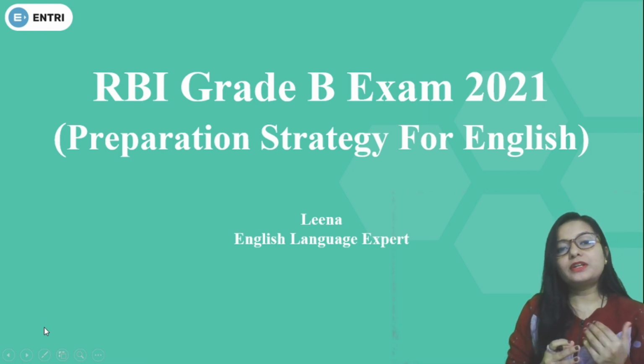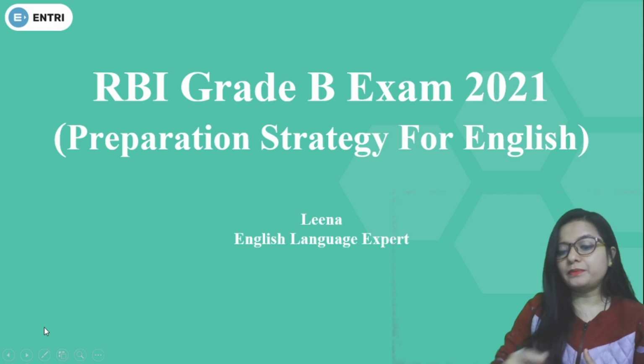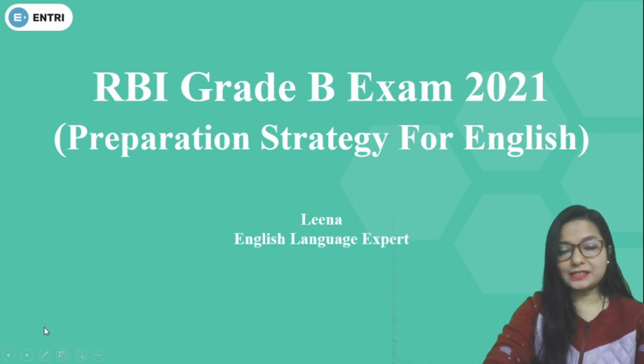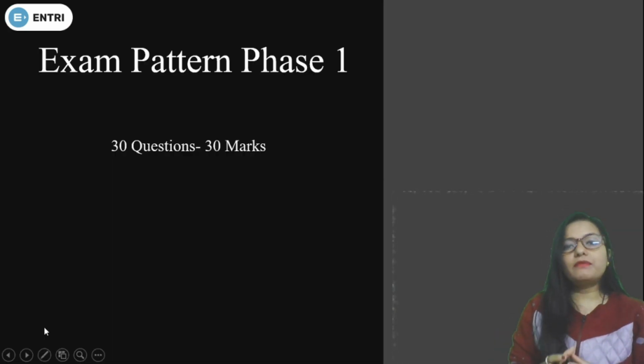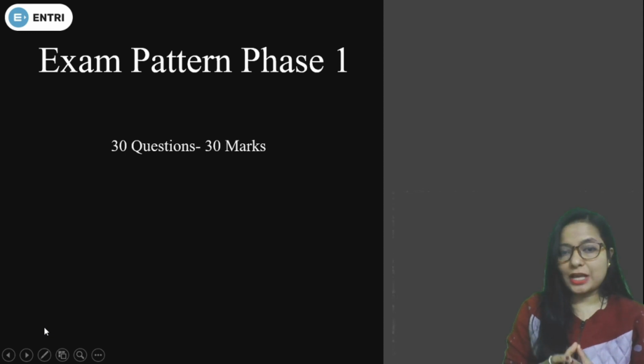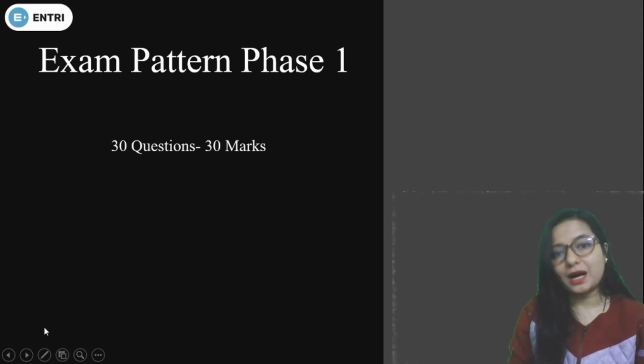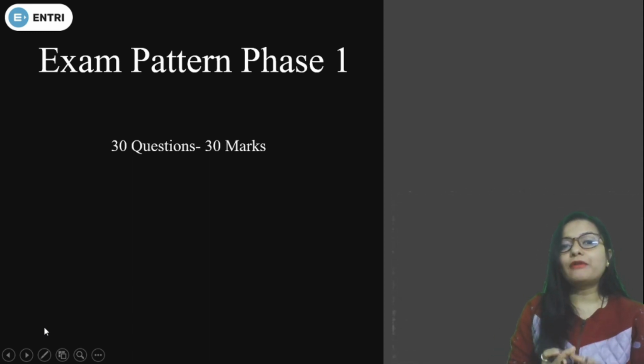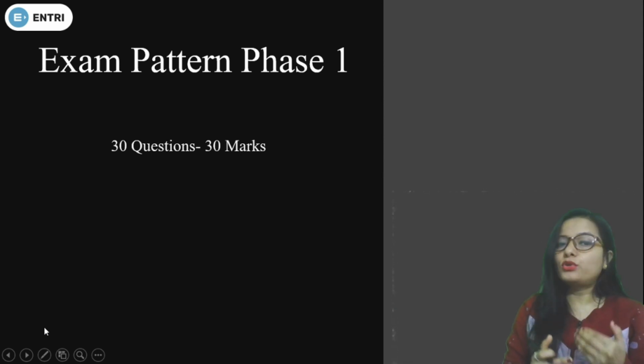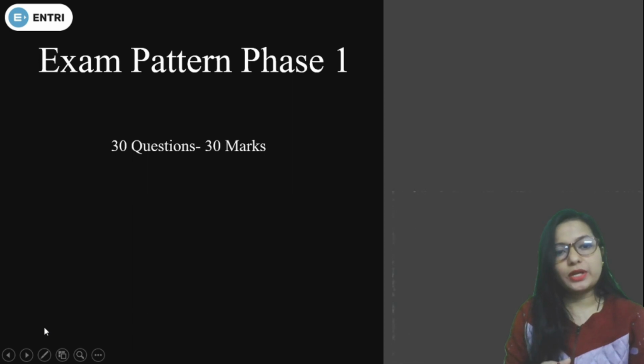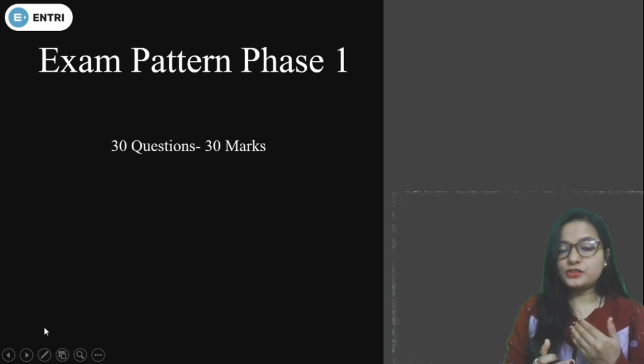Now first of all, we will talk about the exam pattern and the number of questions you will see in this exam. Today we will talk about only the English section, and in the English section you will see 30 questions, and for these 30 questions you will score 30 marks. Overall you will have 200 questions, but when we talk about English you will only see 30 questions. So this is all about phase 1 of the English section.